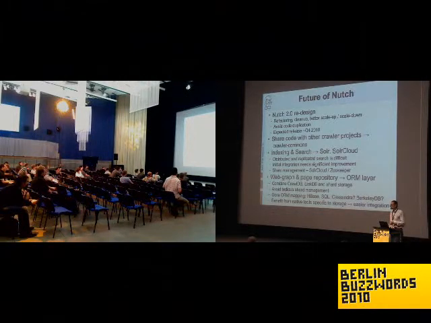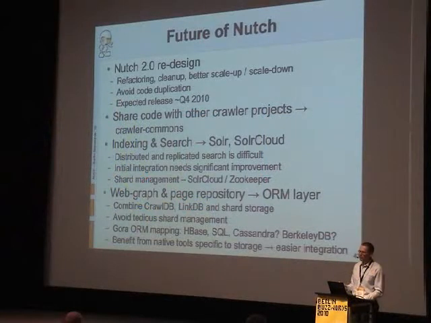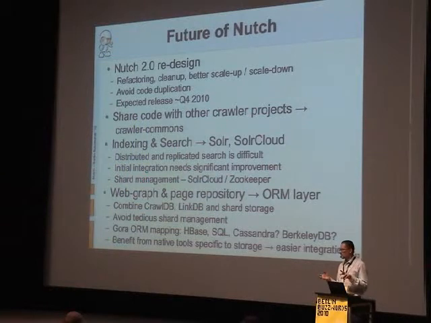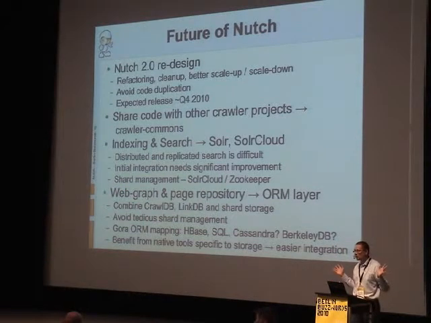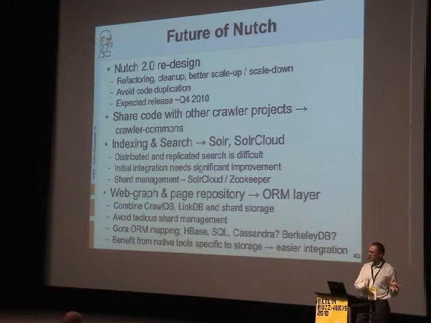When it comes to indexing and search, we want to focus on Solr and SolrCloud alone. The shard management will be the task of SolrCloud. When it comes to web graph and page repository, we're planning a serious redesign on this front. We want to introduce a mapping layer that will allow you to use different storage backends. So for the start, we want to use HBase, SQL backends, maybe Cassandra or Berkeley DB or whatever key-value store is available. And this way we can benefit from native tools available for each platform, like query tools for HBase or millions of other query tools for SQL platforms.